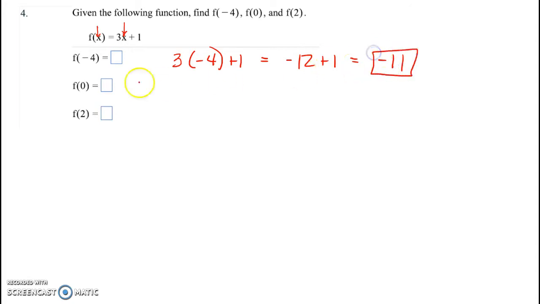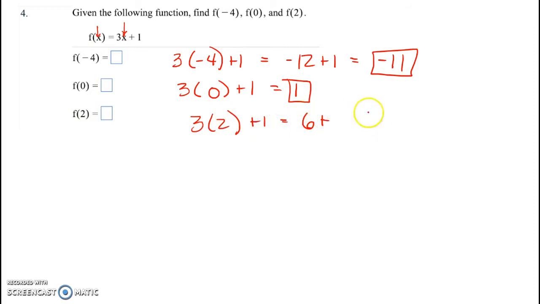On number 4, given the following function, find f of -4, f of 0, and f of 2. They give us f of x is 3x plus 1. Here they've replaced the x with a -4. That means they want you to replace that x with a -4. So I've got 3 times -4 plus 1, which equals -12 plus 1, which equals -11. On the next one, f of 0, I'm going to plug in a 0 for x. 3 times 0 is 0, plus 1 equals 1. And here we're going to replace x with 2. 3 times 2 plus 1 equals 6 plus 1, which equals 7. Pretty easy.